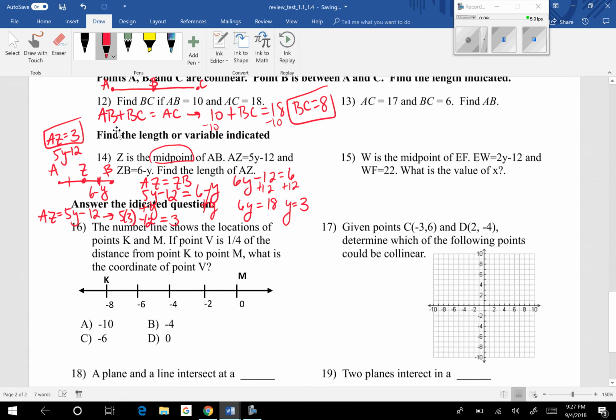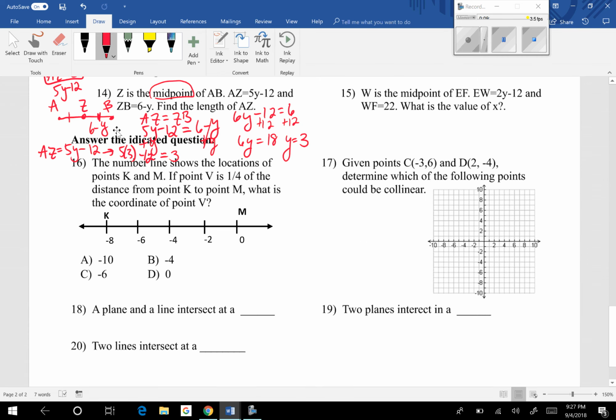All right, question 16. This one is very important here. The number line shows the locations of points K and M. If point V is 1/4 of the distance from point K to point M, what is the coordinate of point V? So first thing you have to do is find the distance between K and M. So from K to M, how far is that?